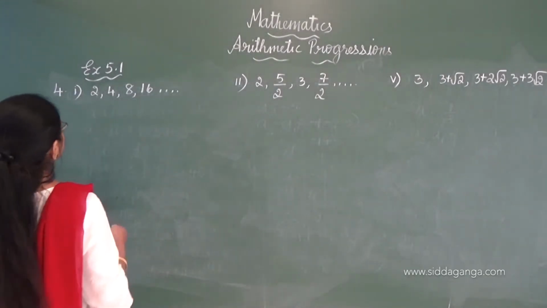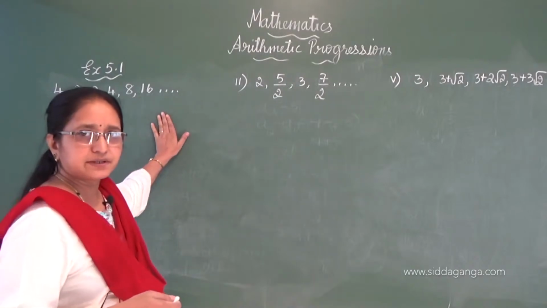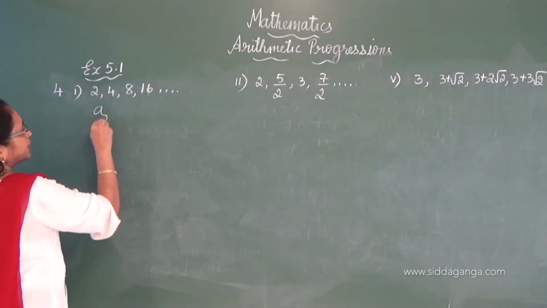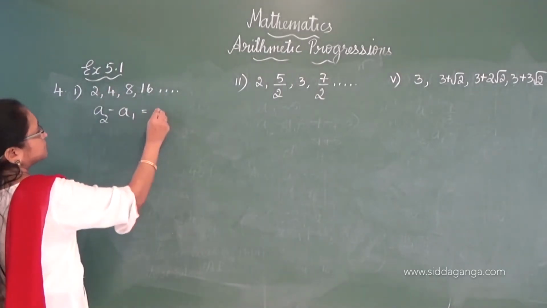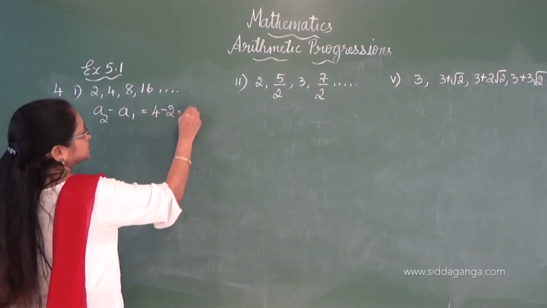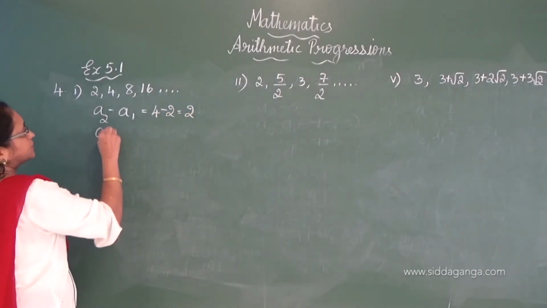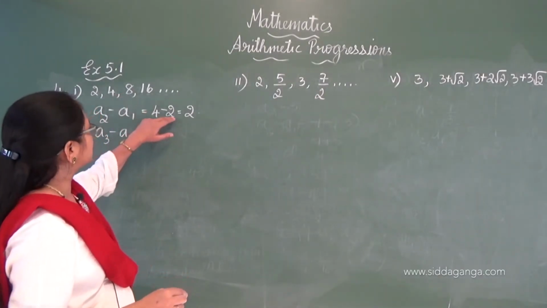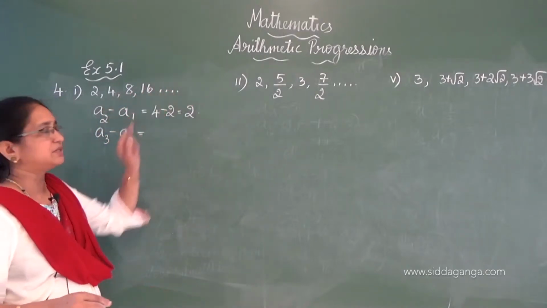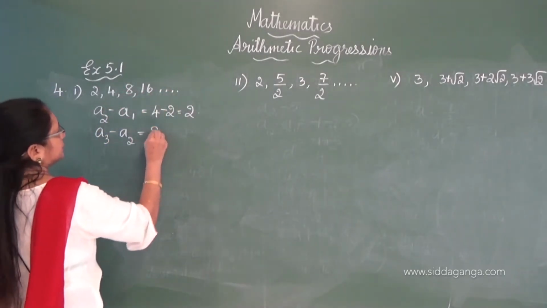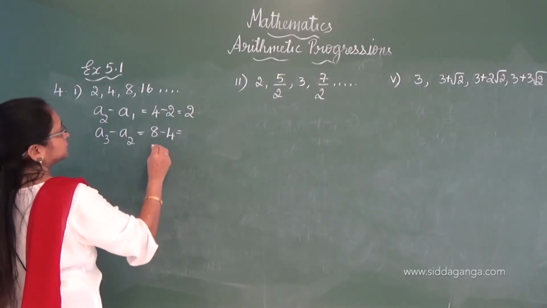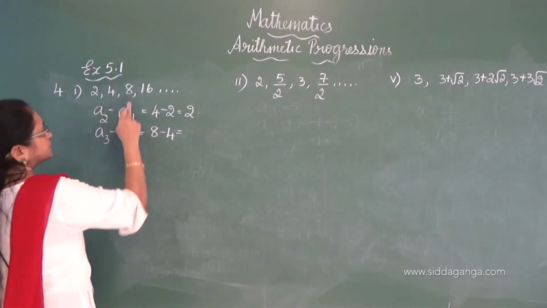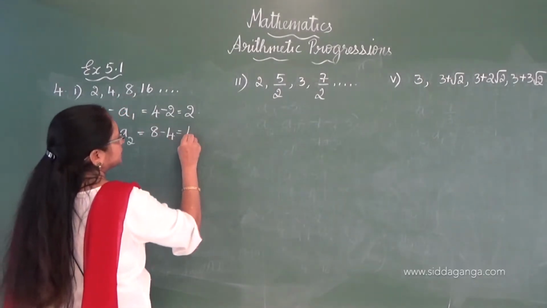So now, see here, first you have to find out whether it is in AP. So what we shall do now? So you all know A2 minus A1. So A2 minus A1 is 4 minus 2. 4 minus 2 is 2. Then find out A3 minus A2. So you can't leave it off here only because you have to check whether it is in AP. So next, 8 minus 4. Third term minus second term. 8 minus 4 is 4.